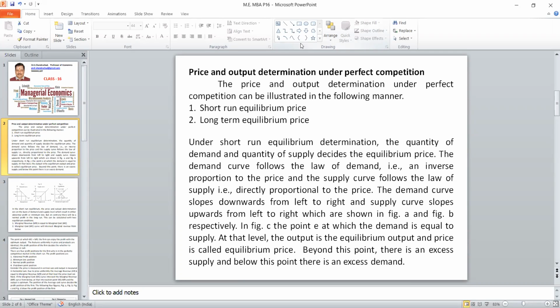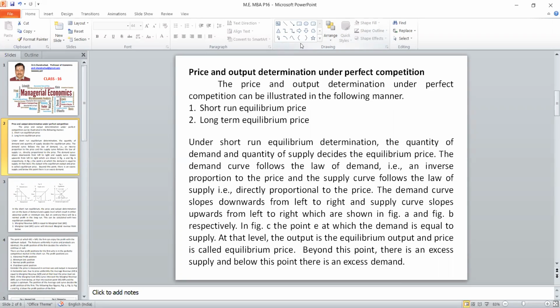The fourth feature is perfect mobility of factors. The fifth one is perfect knowledge about the market, both from buyer side and seller side. The sixth one is no transportation costs. And the last one is laissez-faire policy, that is, non-intervention of government. So when a market has these features, it is said to be a perfectly competitive market.